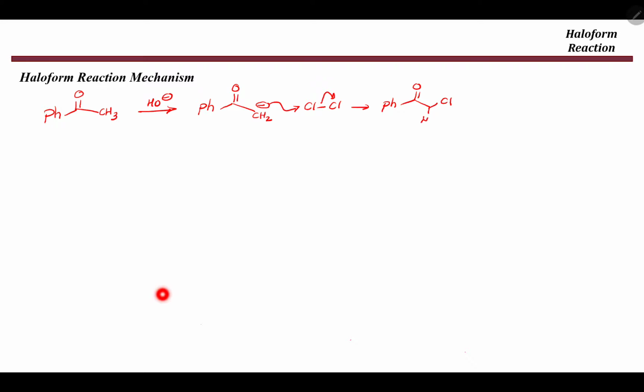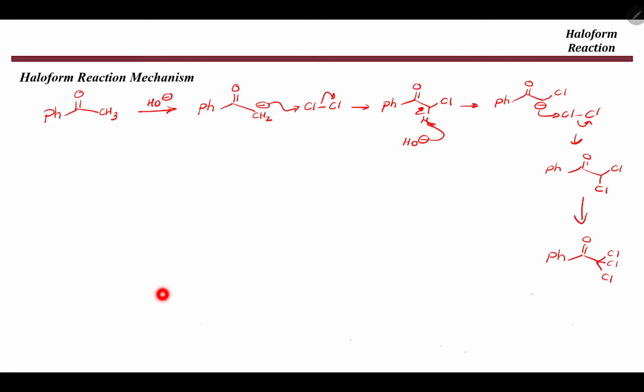Now this step is repeated again. OH minus attacks here. This gives an anion, which attacks another Cl2 molecule to give the product which has two chlorines. And if we repeat this one more time, we will get the intermediate which has three chlorines.